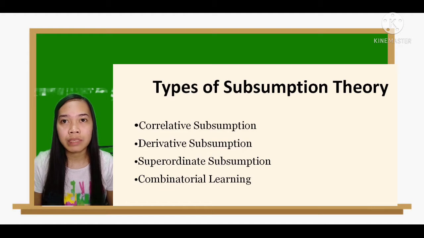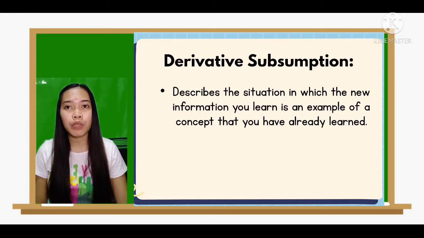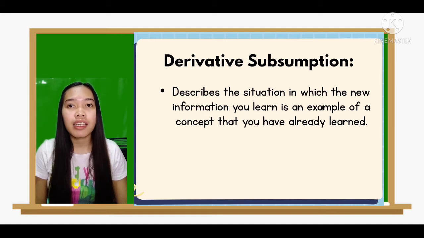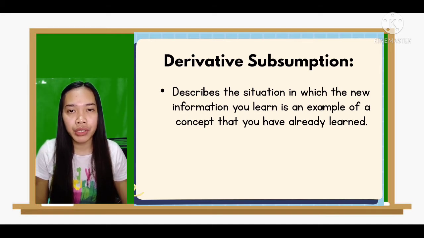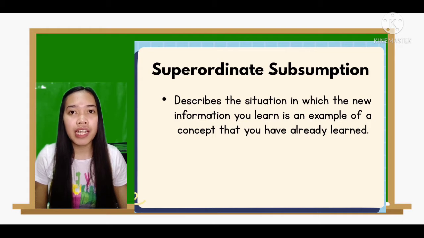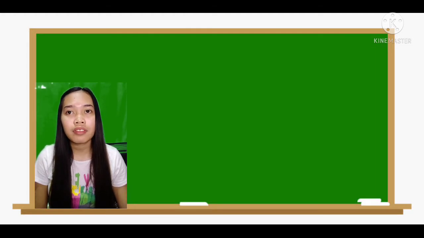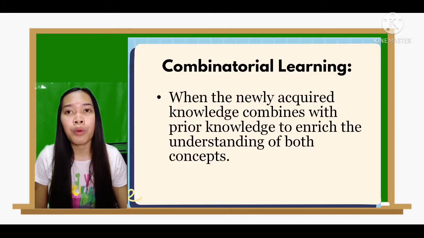There are four types of subsumption theory: correlative subsumption, derivative subsumption, superordinate subsumption, and combinatorial learning. Derivative subsumption describes the situation in which the new information learned is an example of a concept that you have already learned. Correlative subsumption is the higher level concept of thinking. Superordinate subsumption describes the situation in which the new information learned is an example of a concept that you have already learned. Combinatorial learning, when the newly acquired knowledge combines with prior knowledge to enrich the understanding of both concepts.